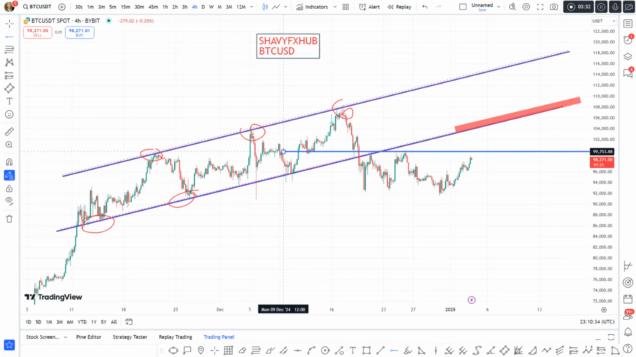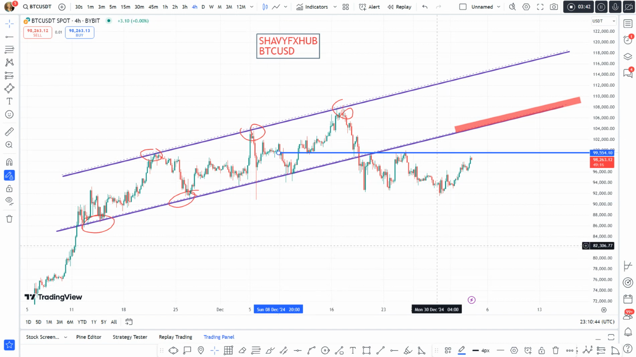A clean break of structure, and price has to come down to decide if it will break 99.554. A break above 99.554, go long until you get into 104. There's a very high probability that price will get into 104. So the next sell is going to be on this red bar.